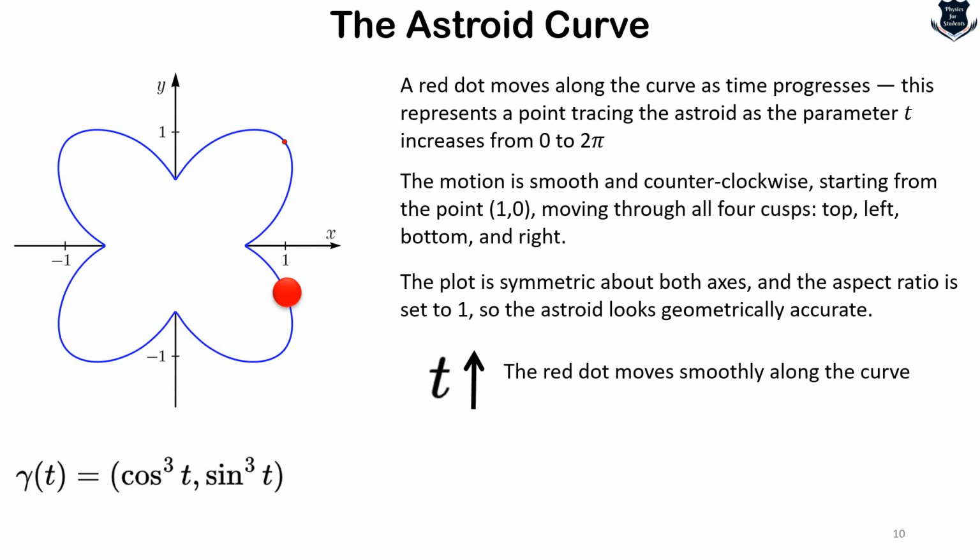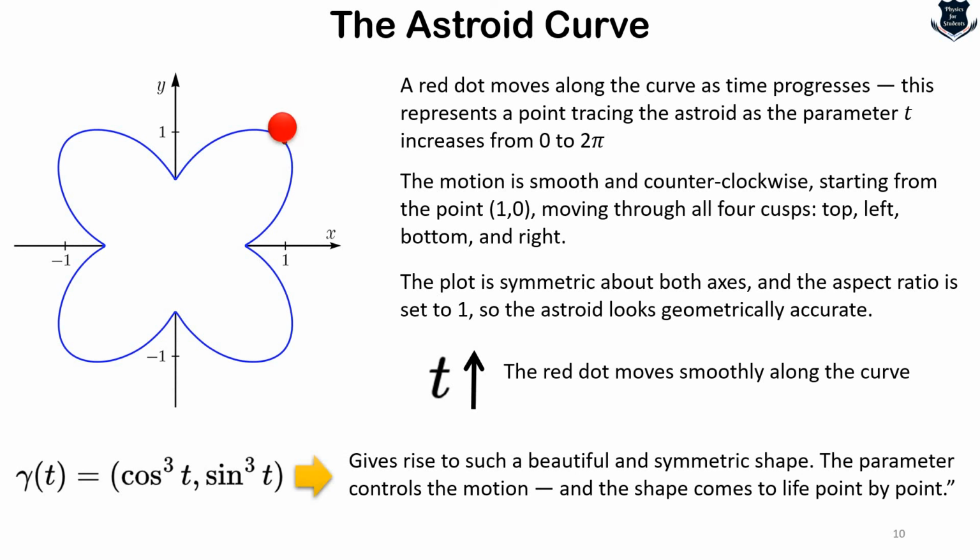And what is this? This cubing we have already seen. This actually gives rise to the symmetric shape. So the parameter controls the motion and the shape comes to life point by point. The animation is in a loop, so it will carry on. As t is increasing, the red dot is moving and the cosines are giving rise to this beautiful symmetric shape, and this is how it goes on.